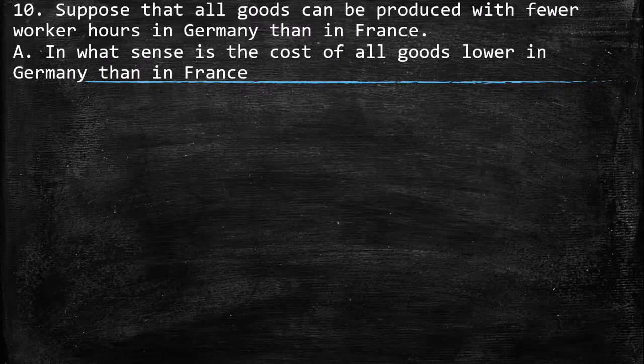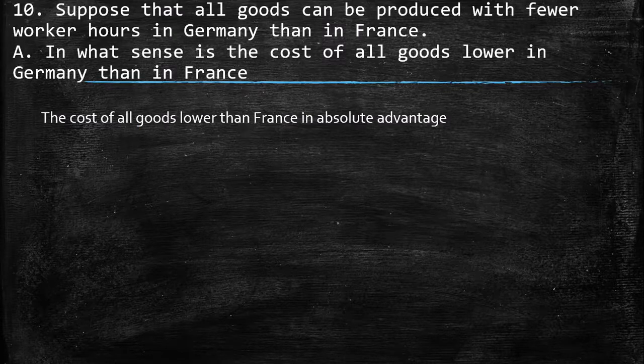Suppose that all goods can be produced with fewer workers' hours in Germany than in France. In what sense is the cost of all goods lower in Germany than in France? The cost of all goods is lower than in France in terms of absolute advantage. Remember that absolute advantage is how much time it takes to produce one good. Because Germany is more productive, they can produce everything with high productivity. So this is absolute advantage.